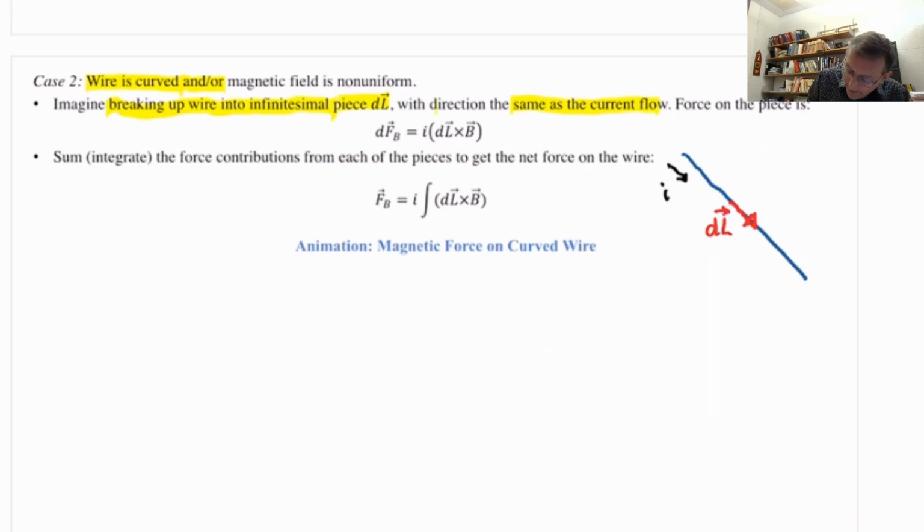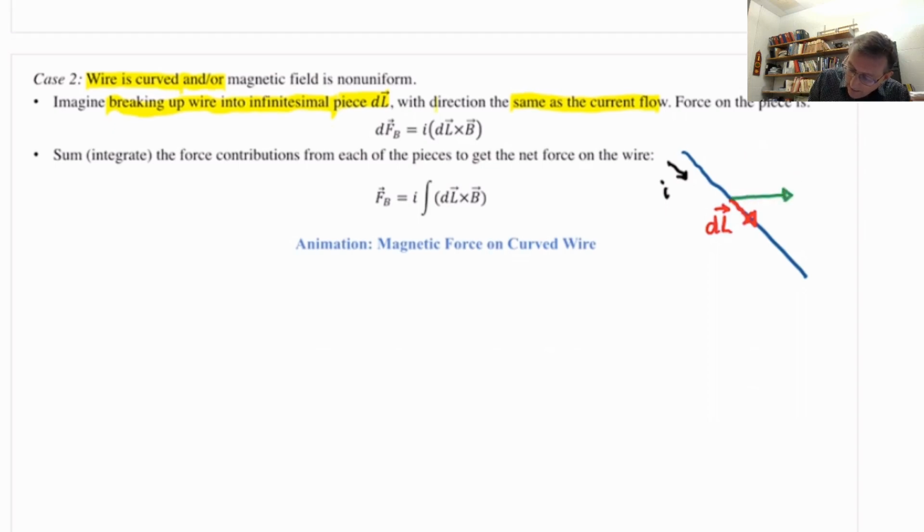And maybe right there, the magnetic field is that way with a certain magnitude and direction. Then, because that piece is so short, you can assume the magnetic field is uniform along that little short piece. And then you'll get a tiny little force, dF magnetic, and it'll be I times dl cross B, just for that one little piece.